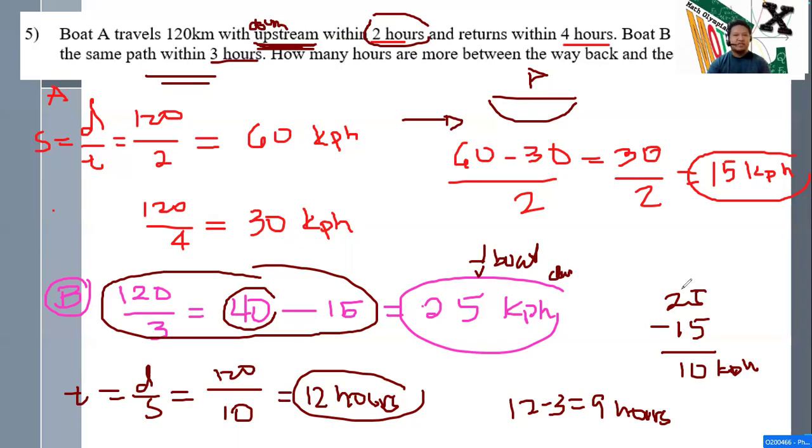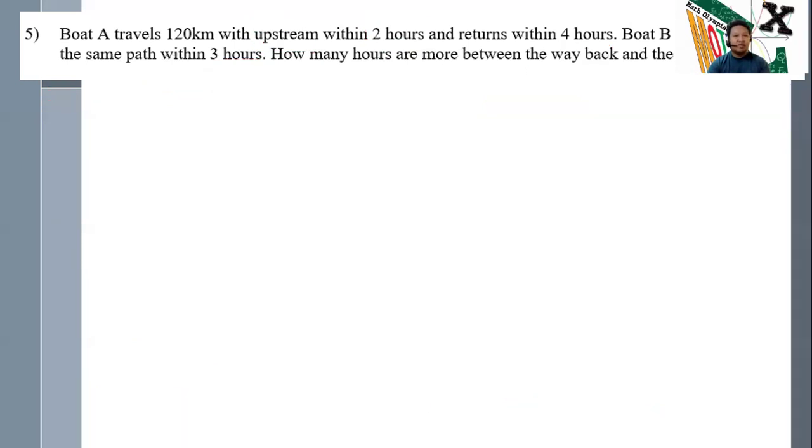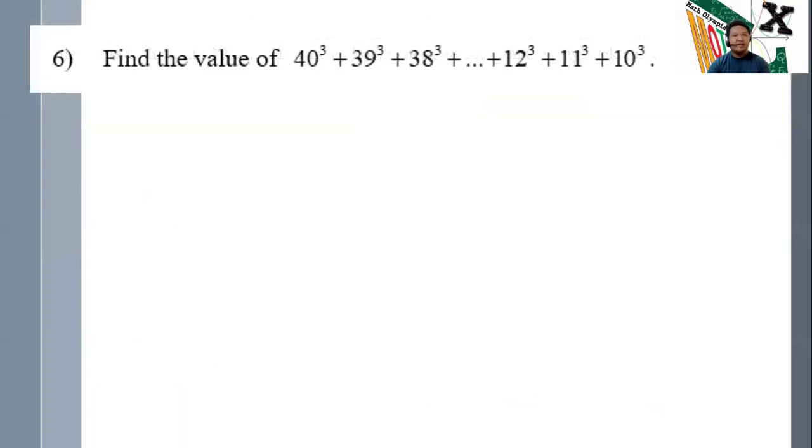Okay, right. If there's no question for that one, let's try to move forward to the next number. Find the value of 40's cube. Yes, Pan Kwang Tuan. Okay, let's try to answer that question first.